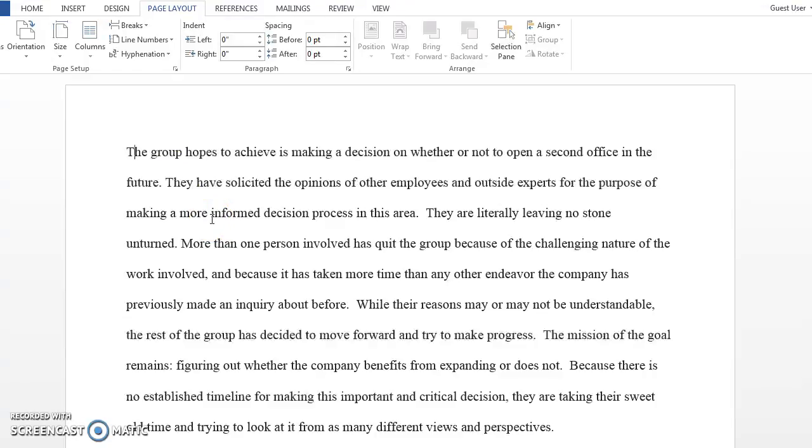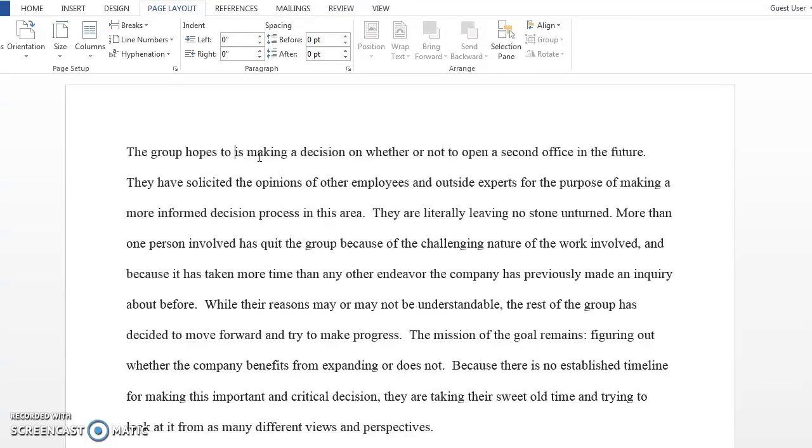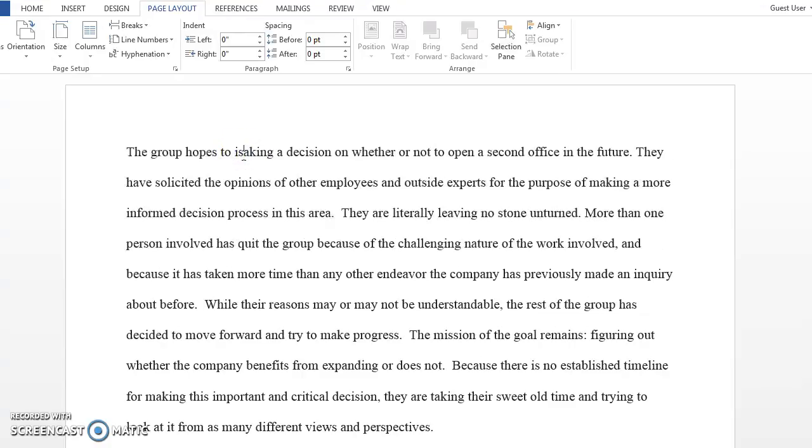The group hopes to achieve is making a decision on whether or not to open a second office in the future. Well, clearly we need to smooth out the wording. The group hopes to achieve is making. How about just the group hopes to make? M-A-K-E, of course. On whether or not to open a second office in the future.